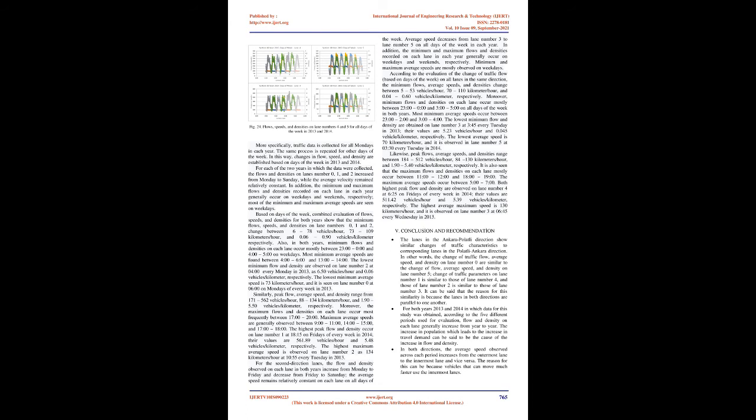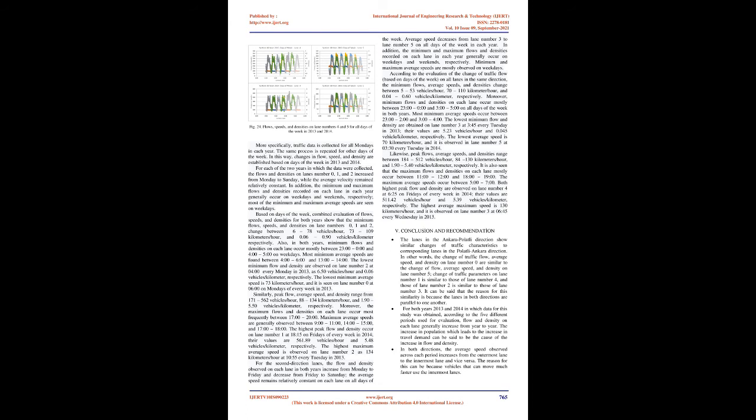hours–1800 hours. The highest peak flow and density occur on lane number 1 at 1815 on Fridays of every week in 2014. Their values are 561.89 vehicles/hour and 5.48 vehicles/kilometer, respectively. The highest maximum average speed is observed on lane number 2 as 134 km/hour at 10:55 every Tuesday in 2013.